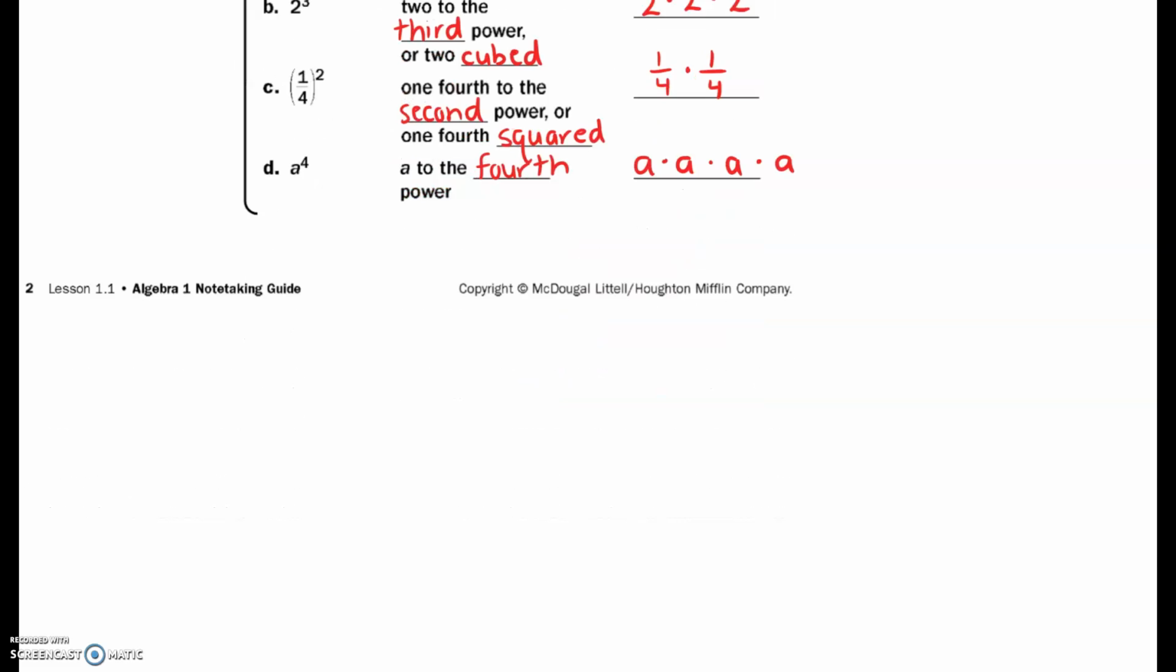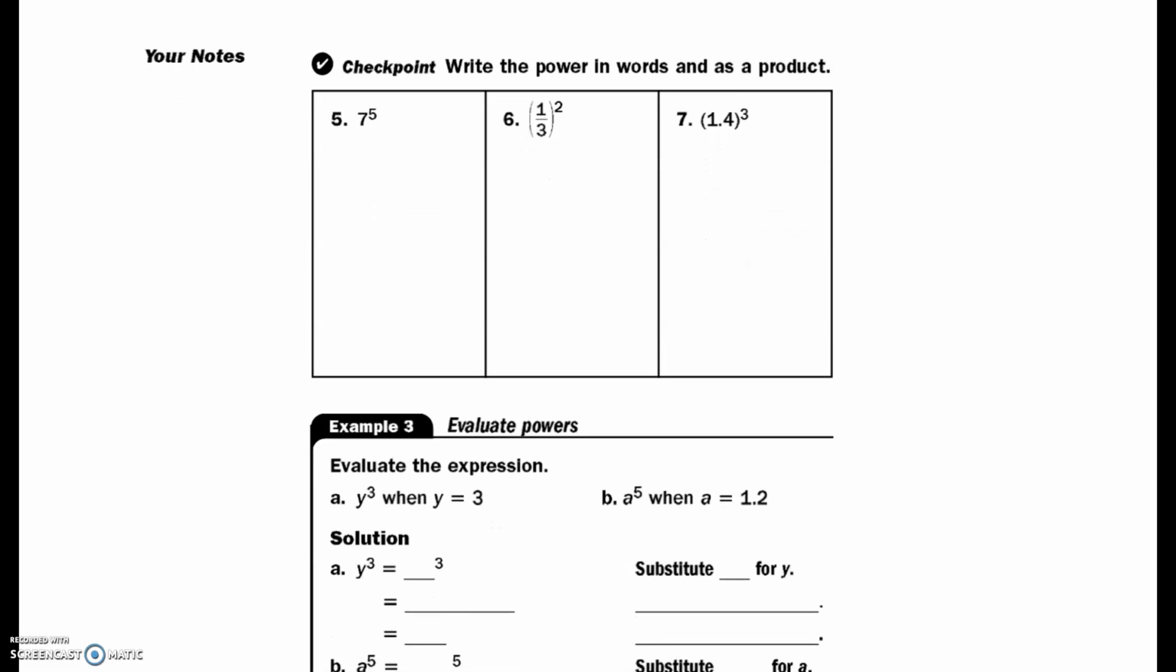So as you flip the page, you'll notice we have an example here. We have a little checkpoint, and we want you to write the power in words and as a product. So just as we did on the front page, we'll have 7 to the 5th power. So as I am speaking it, that's what you want to write down. 7 to the 5th power. And what this means is we are going to multiply 7 5 times. So we need to write 5 sevens in the box to show that as a product.